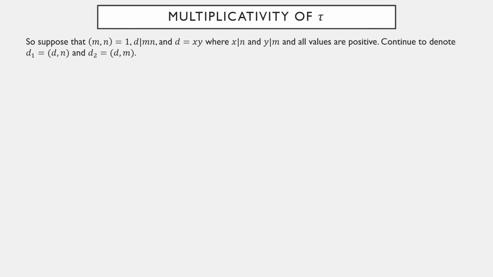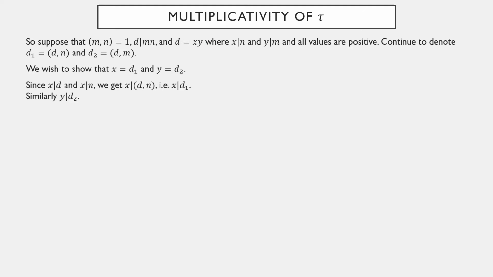So here's our setup. m and n are relatively prime. d is a factor of mn. We want to say that the only way we could have factored this was the way we wanted. So suppose d has been factored as x times y, a factor x of n times a factor y of m, and all values are positive. Continue to denote d1 to be this GCD and d2 to be this one. What we want to show is that d1 must equal x and d2 must equal y.